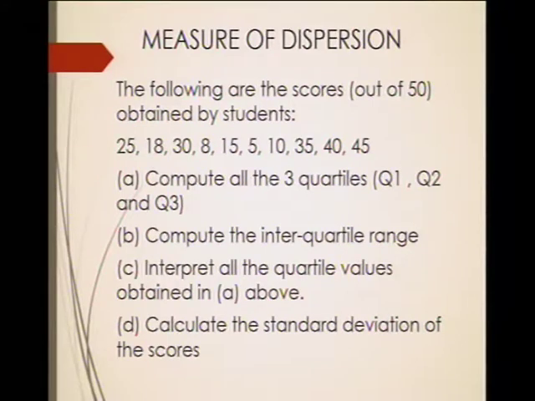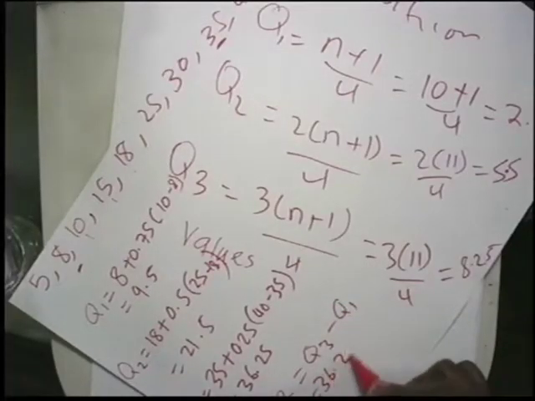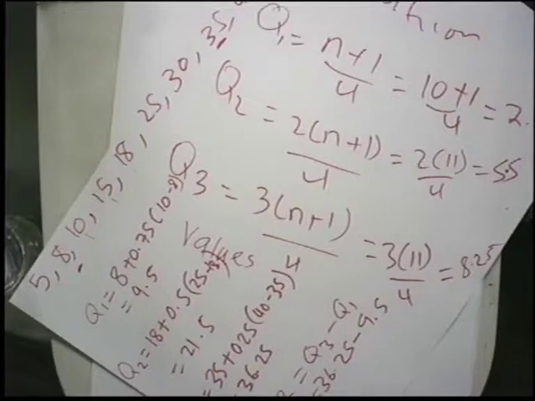Okay, it says compute all 3 quartiles, quartile 1, quartile 2, quartile 3. And then in B, they are asking to compute the interquartile range. The interquartile range is what we call the IQR, and that is Q3 minus Q1. Q3 is 36.25 minus Q1 which is 9.5, that will give us 26.75. You should expect a similar example, a similar question, in your May examination.